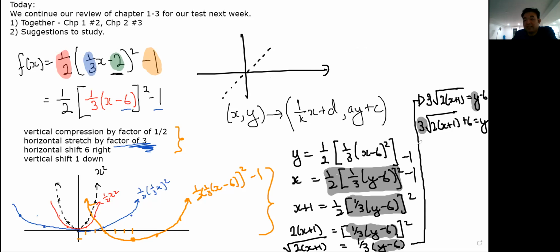The inverse function has a vertical stretch of 3. In other words, it is a vertical stretch of 3. But if this was flipped using the y equals x line, that would have been previously a horizontal stretch of 3. Do I have a horizontal stretch of 3? Damn right I do. Horizontal stretch of 3. Let's do it again.